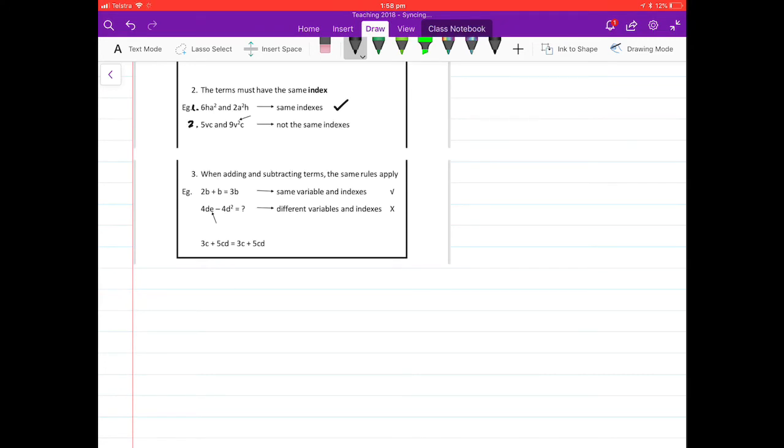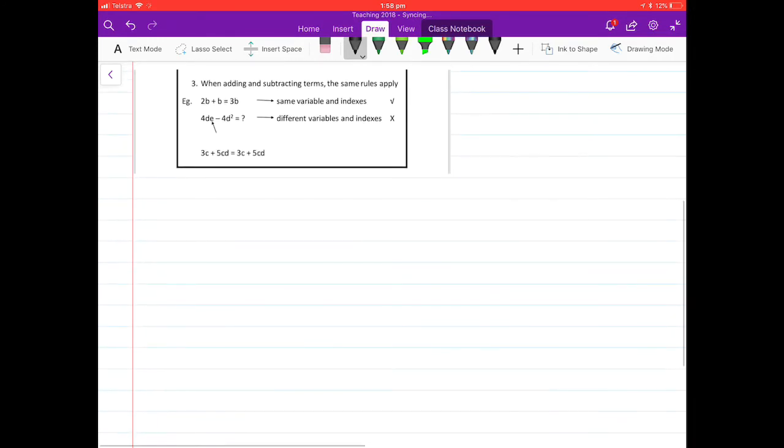If we look at this second example though, we've got 5VC and 9V squared C. So yes, both of them have a V and a C in it, but the V in this one here is V squared. So we go away from the combination of variables because we have something with a different index, so therefore that is not a like term.